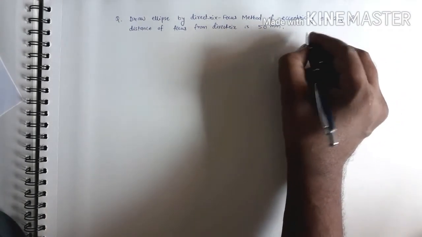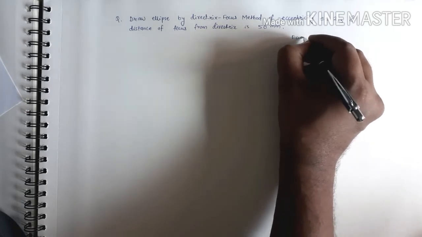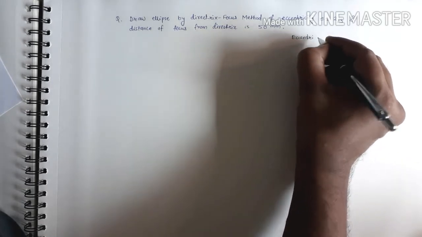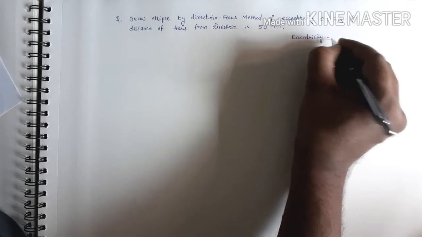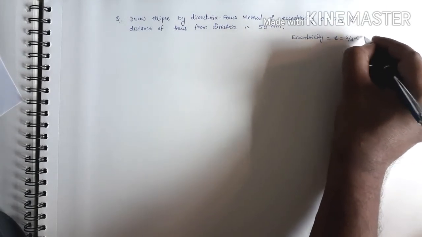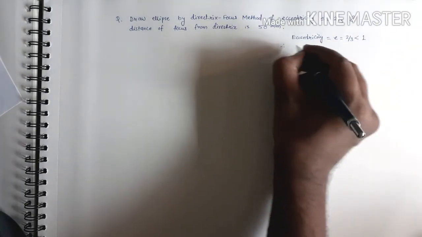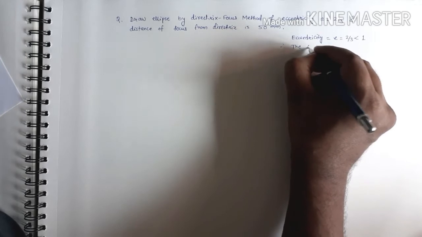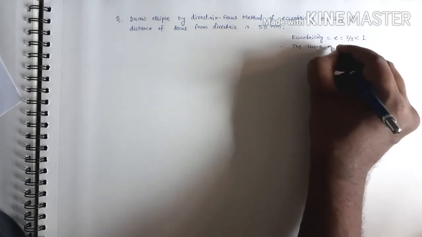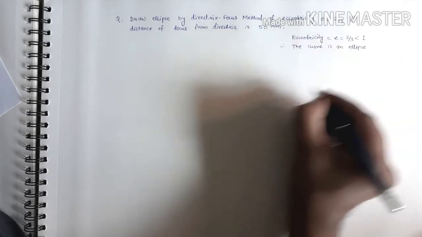Eccentricity E is equal to 2 by 3, which is less than 1. Therefore, the curve is an ellipse. Okay.